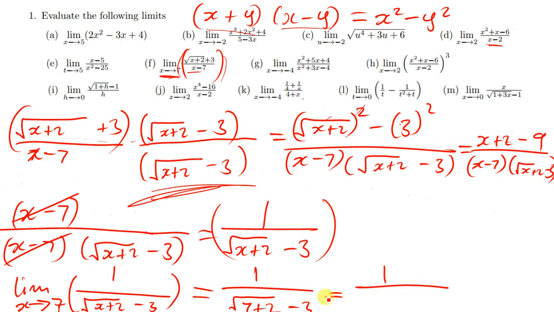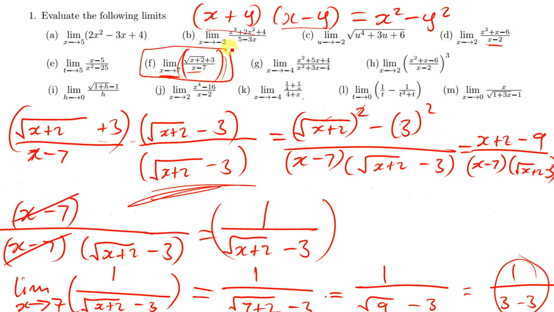So this will be 1 over 7 plus 2, that will be 9. So this will be the square root of 9 minus 3, which is just 1 over 3 minus 3. So this will also give us a 0. So this implies that the limit of this expression does not exist, because it's still giving us undefined even after simplifying the expression. If not that, it means that they made a mistake maybe the time they were preparing the question. Okay, so let's quickly move on to this expression.